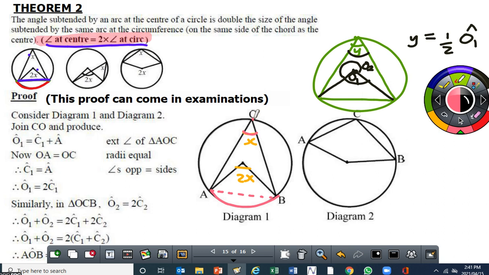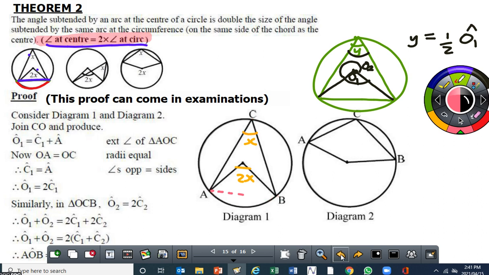And the shortcut form for that theorem is: angle at the center is equal to 2 times angle at the circumference. That's the shortcut form. You don't have to write a full sentence. Now, the proof of this theorem is examinable. So, to do the proof, let's use diagram 1.